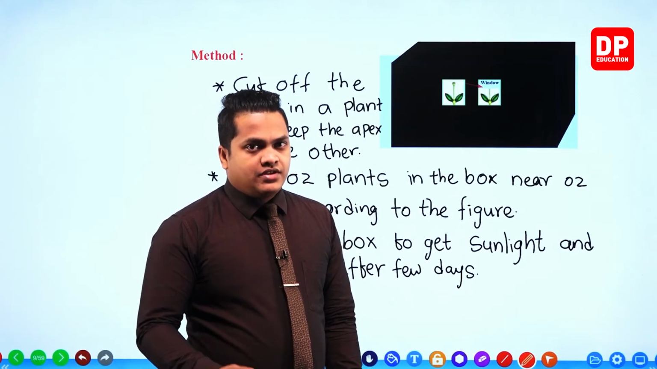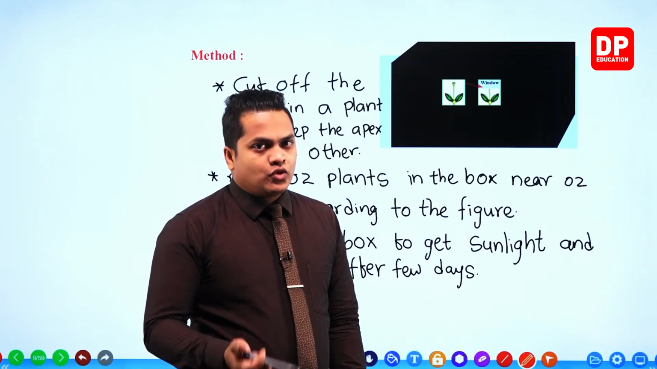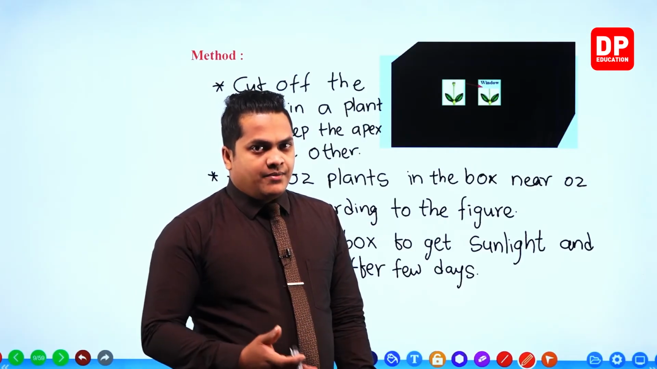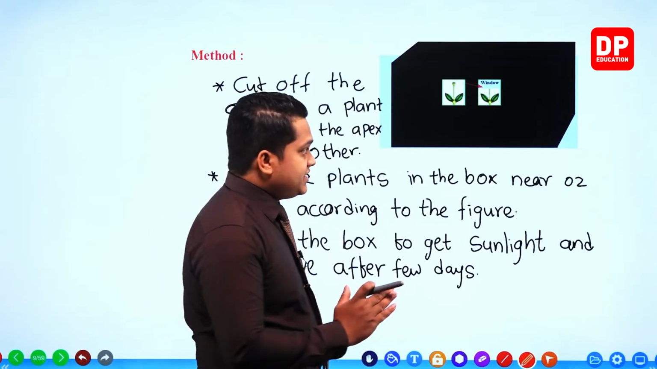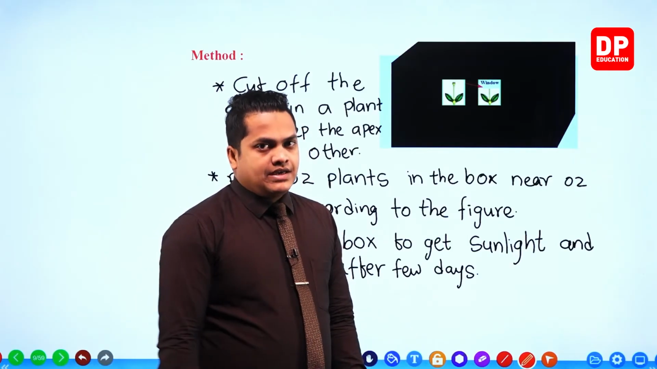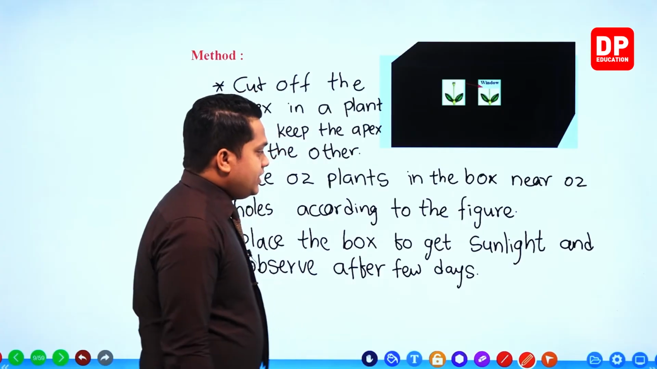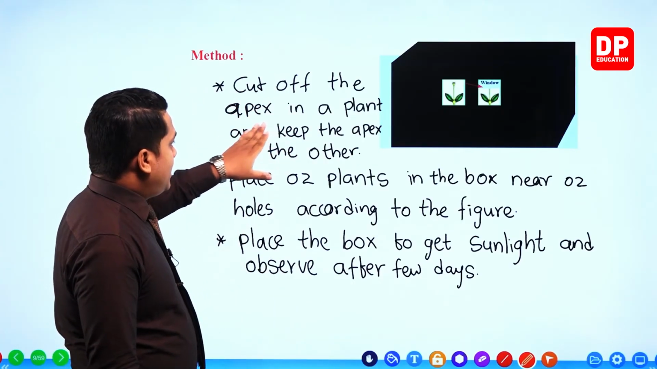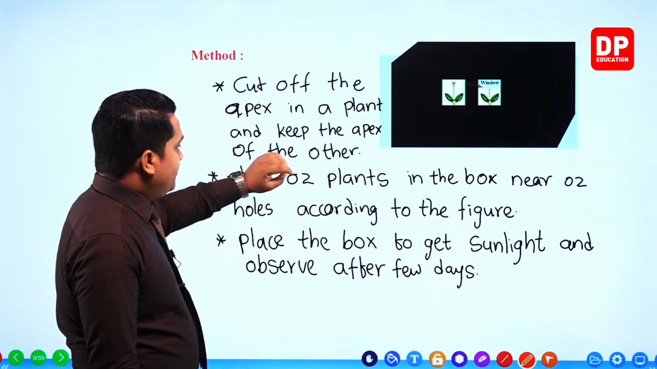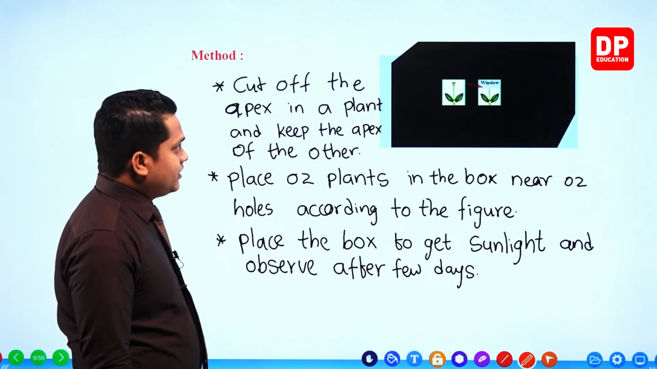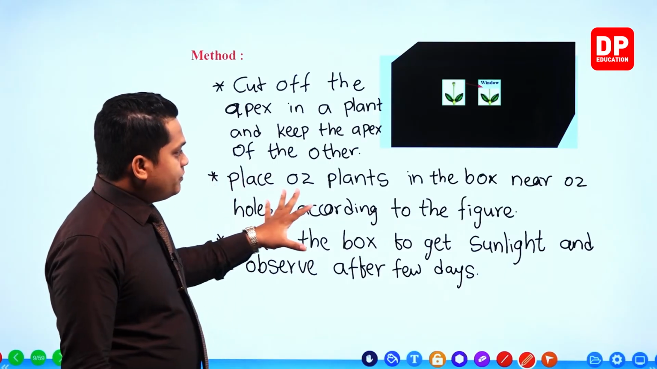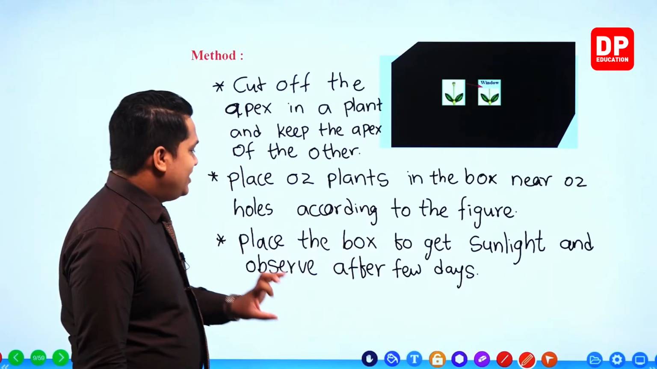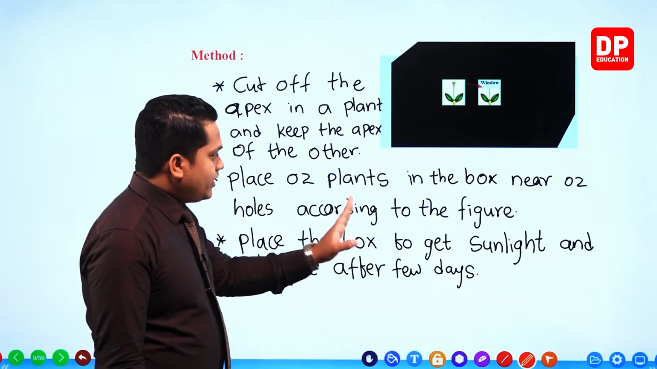It has to receive sunlight to grow, no? So we have to keep this system in a place to get sunlight. Okay, right. So here, first of all, we need to cut off the apex in one plant and keep the apex of the other. Then place two plants in the box near two holes according to the figure.